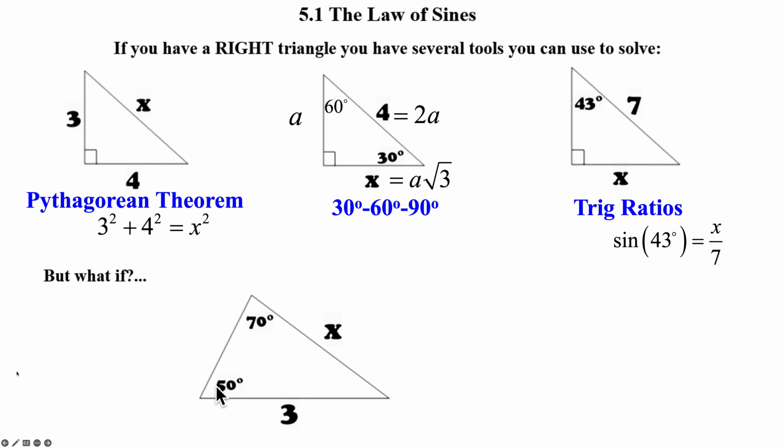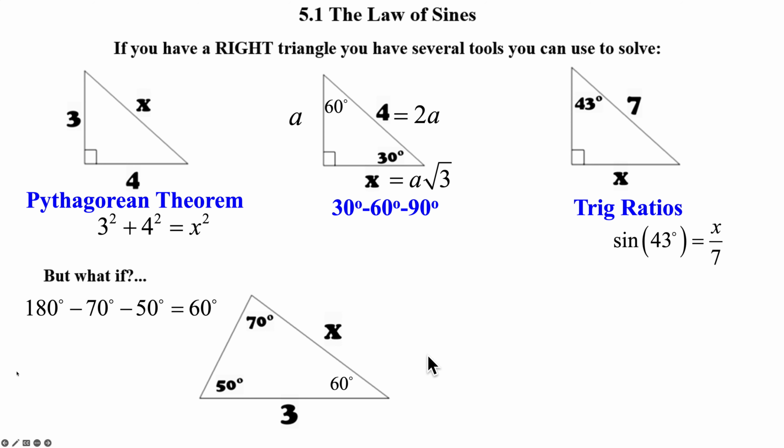So the question is, what happens if I give an angle of 50 degrees, 70 degrees, and I go to find the third angle? All three angles of a triangle must add up to be 180. Subtract the two given angles, I get 60 degrees.